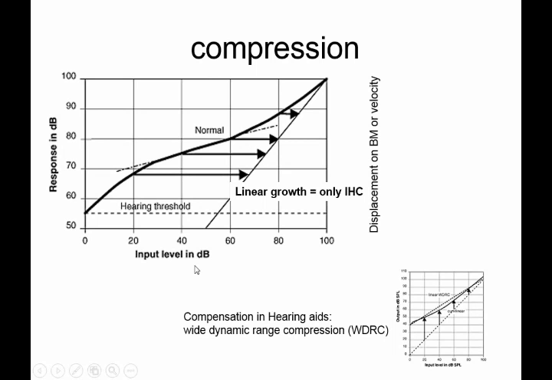We have an input level on the x-axis, and we have the response in dB on the y-axis. The input level in dB is the actual sound pressure that we put in. Let's say at a specific frequency, 1000 Hertz, and we observe the response at the place of the maximum excitation, which is also at 1000 Hertz, and we plot the response in dB, which is a gain again. If we measure something in dB, it's always a relative measure. It's not an absolute measure.